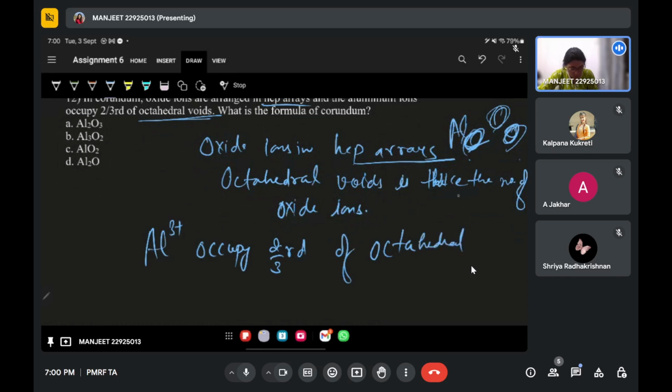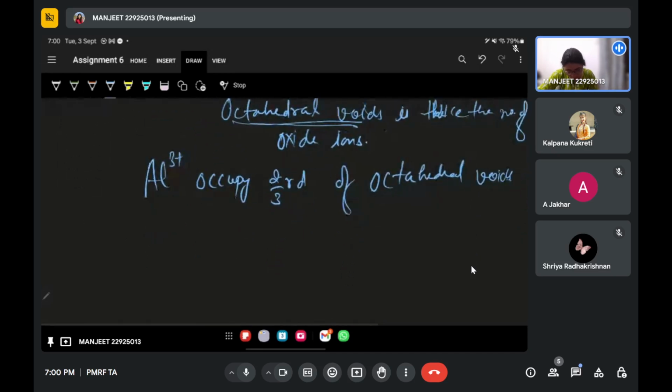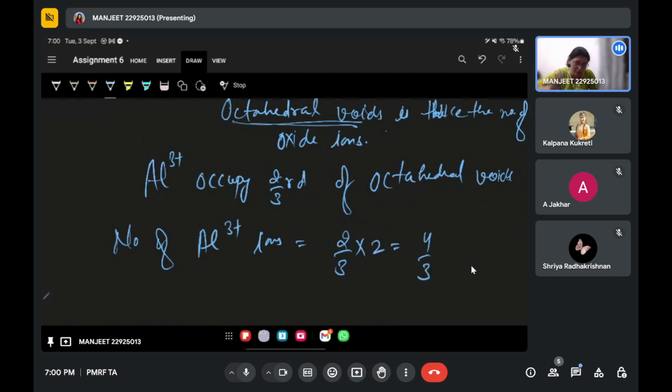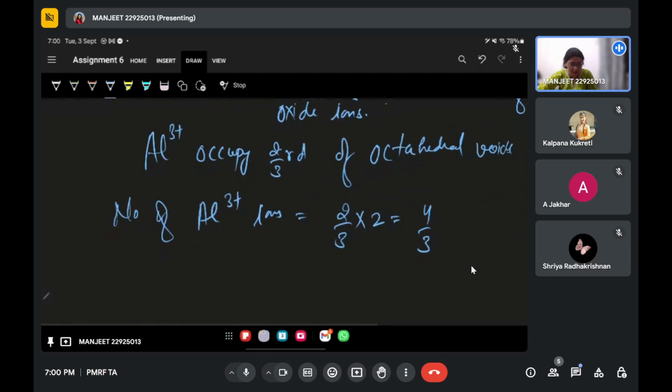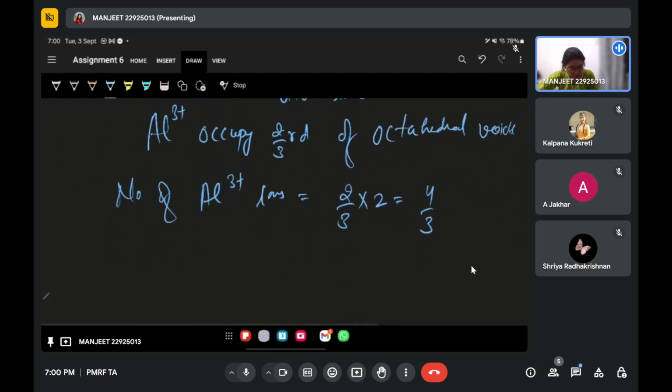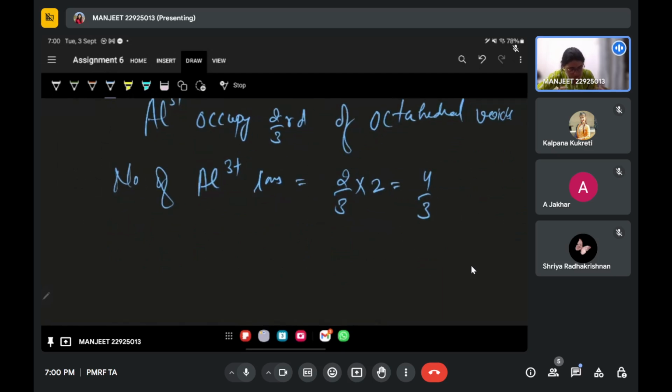Now the octahedral voids are occupied only 2/3, and the octahedral voids are twice the number of the oxide ions. So the number of aluminium ions will be 2/3 of that, and they are octahedral, twice the number of the oxide ions. So this will be 4/3.